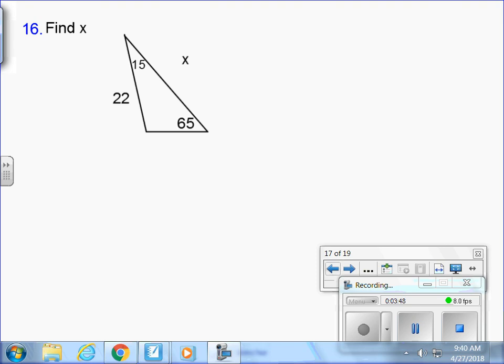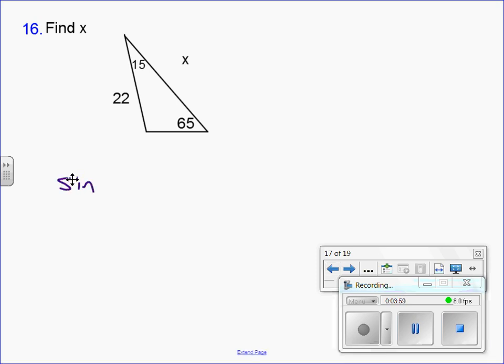Moving right along, do we know a complete set of partners, class? Yeah, whose partners? 65. The 65 and 22 would be a great place to start this one off. Sine of 65 goes with 22. We're using the law of sines because we have a complete set of partners.